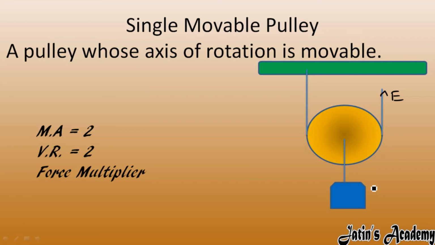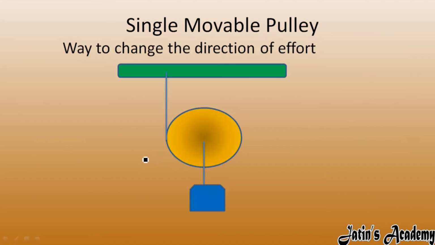So how will we make this single movable pulley go from inconvenient to convenient? But we want the same mechanical advantage and velocity ratio. This can be done by changing the direction of effort. How can we change the direction of effort? By attaching a single fixed pulley here. Now you attach a single fixed pulley here, so the direction of the effort can be changed easily.